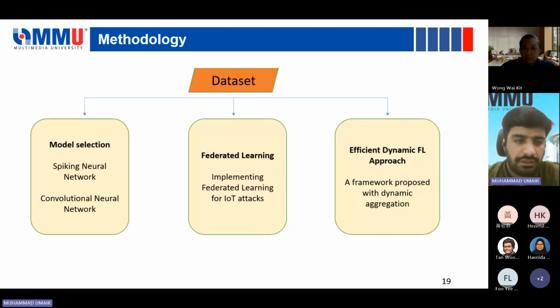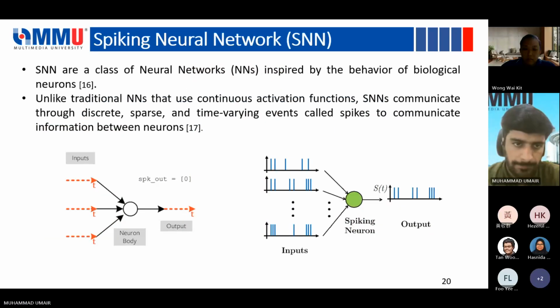So the methodology is that we use these two datasets, and firstly we did a model selection. For the model selection, we use spiking neural networks and convolutional neural networks. After selecting the best model from these, we then implemented federated learning using the best model. After that, we used dynamic aggregation techniques on that dataset.